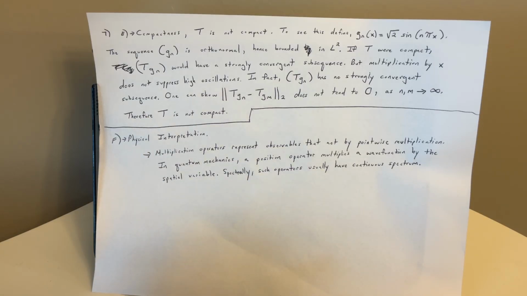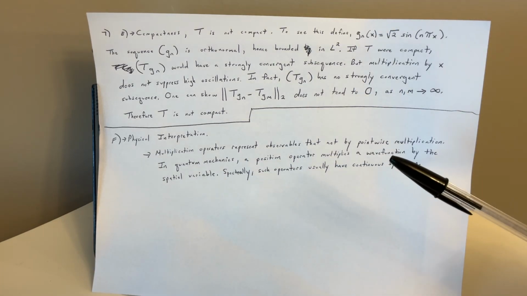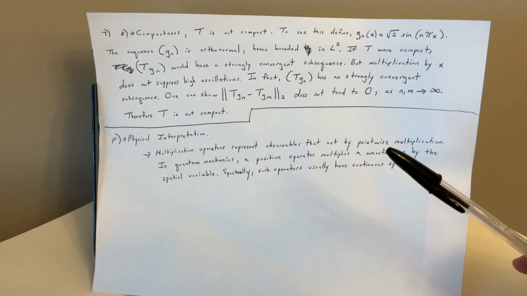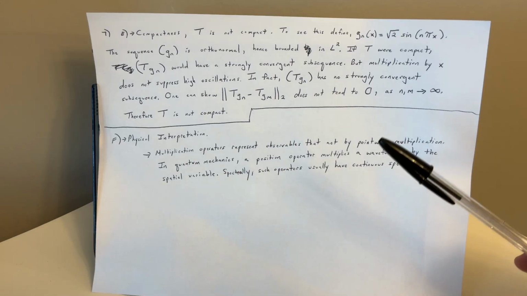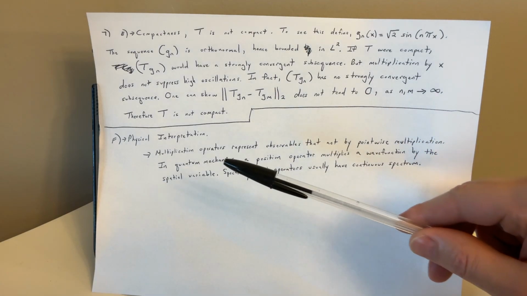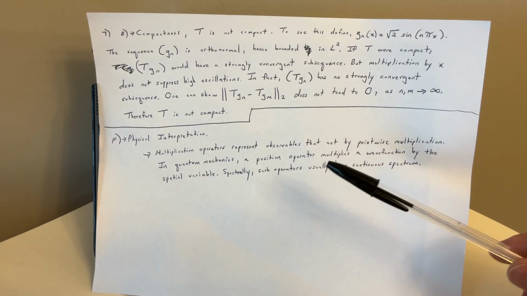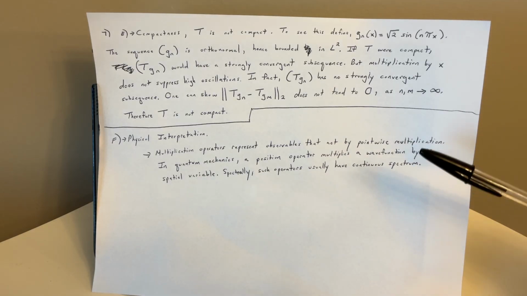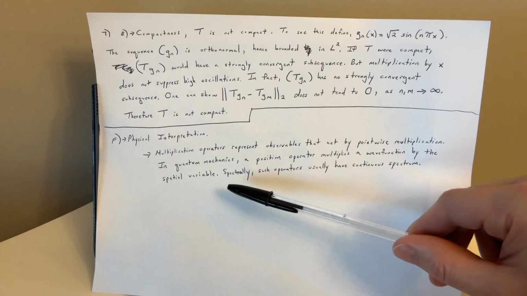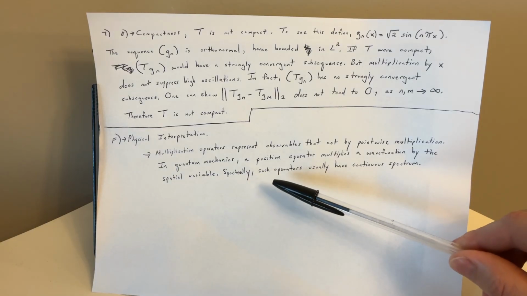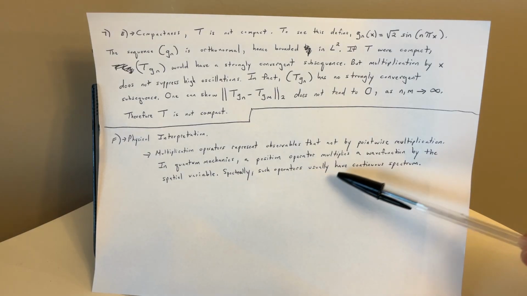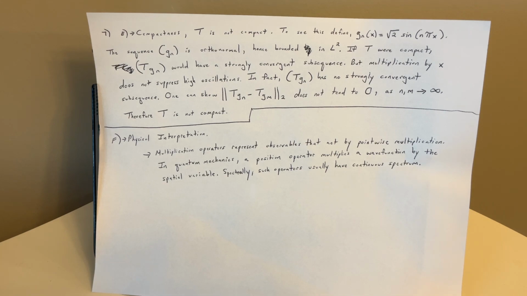And for letter F, the physical interpretation: multiplication operators represent observables that act by pointwise multiplication. In quantum mechanics, a position operator multiplies a wave function by the spatial variable. Spectrally, such operators usually have continuous spectrum.